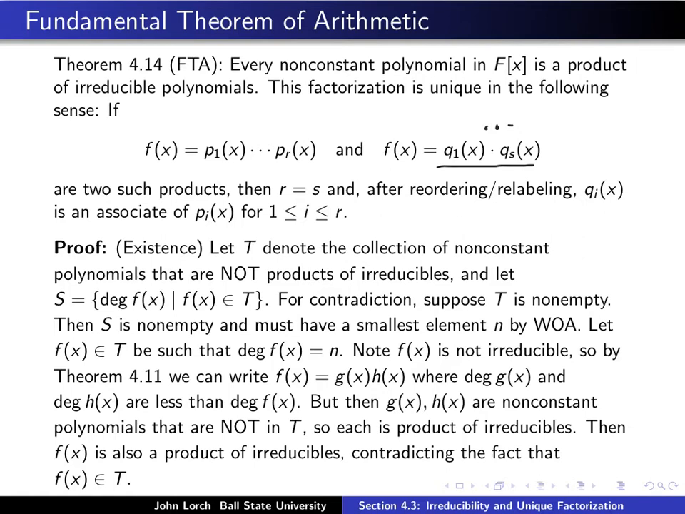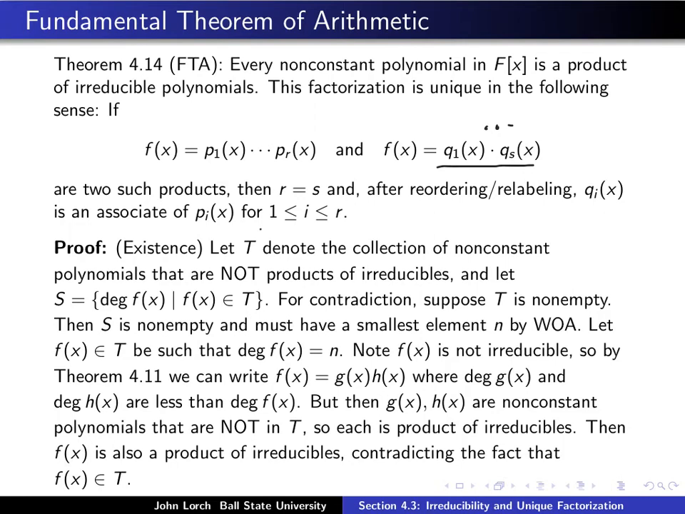Now, when you're reading the proof of FTA for polynomials, it might be a good idea for you to skip back and also look and remind yourself of the proof of FTA for integers. And when you do that, you should notice how very similar the proofs are. That is, the proof for polynomials is very similar to the proof of FTA for integers. Okay, on to the existence proof.